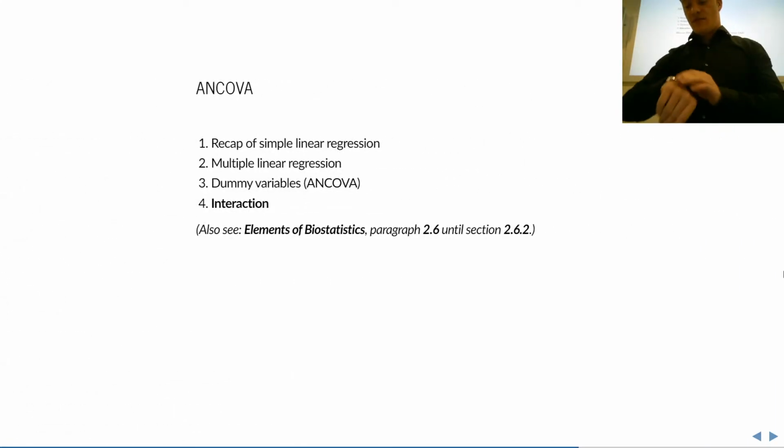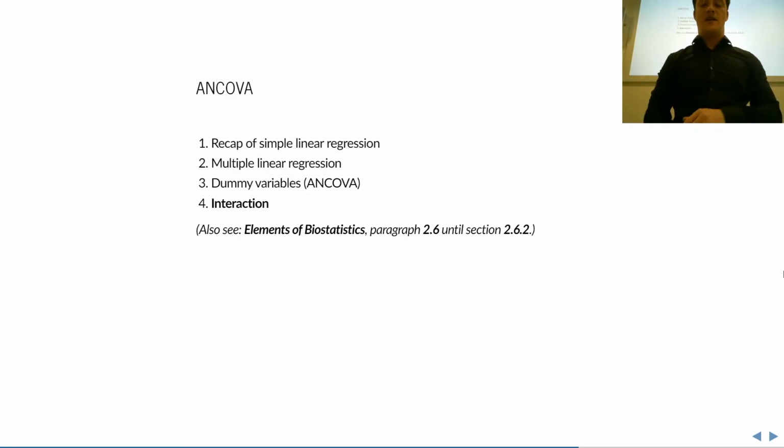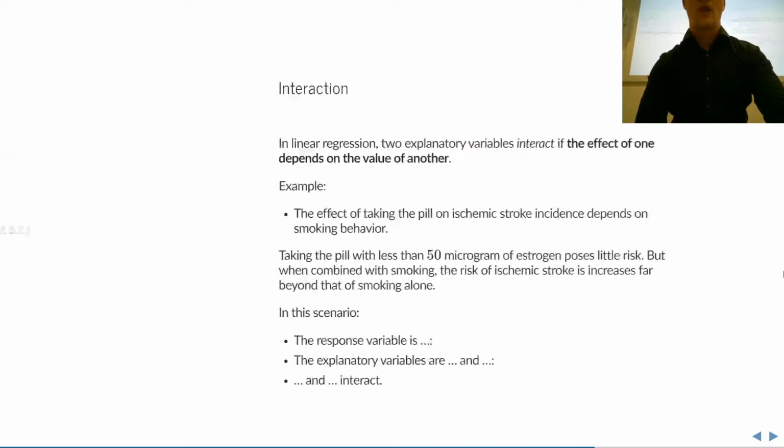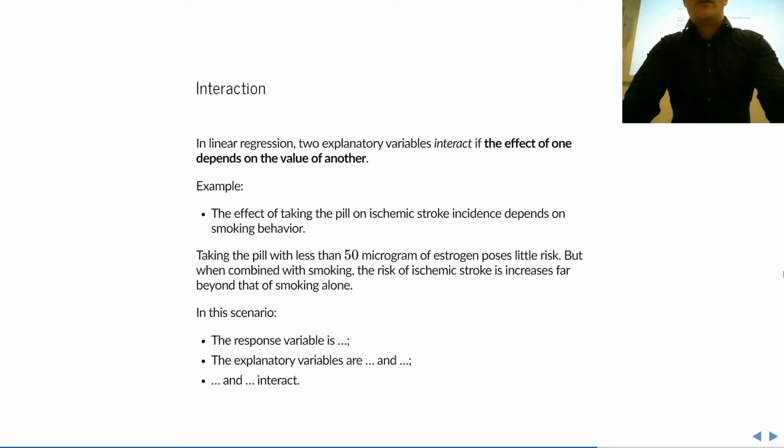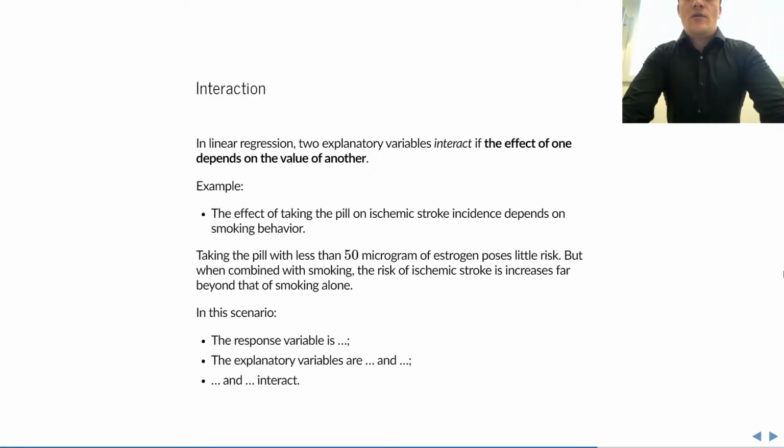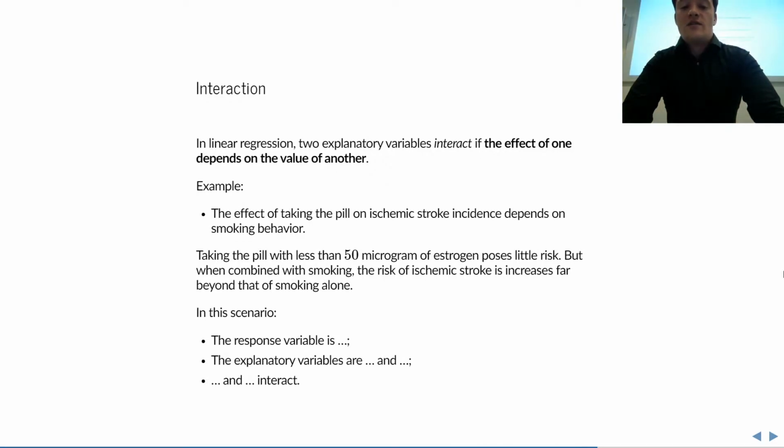Okay, the last thing before we're going to have a break is interaction. We've already talked about this briefly in ANOVA, but it starts to become more important in ANCOVA and in multiple linear regression. So interaction just means that the effect of one explanatory variable depends on another explanatory variable. A very simple example: taking the pill, the effect on ischemic stroke incidence. It depends on smoking behavior.